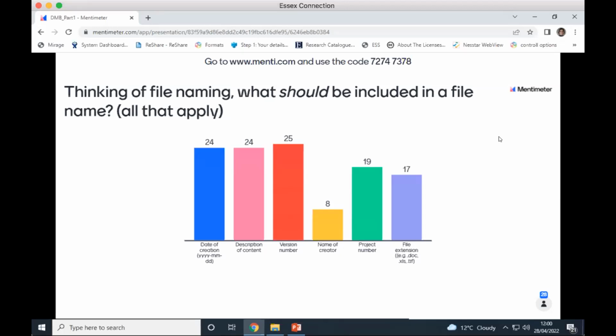It might be that, of course, the name of the creator is not relevant if it's just a small project where there's only one person or two or three working on something. If there's only one version, then that again is not relevant. If we don't have a project number, then that is not relevant, but the bare minimum should be the date of creation, a relevant description of content, and the file extension, and the version number, again, if that applies.